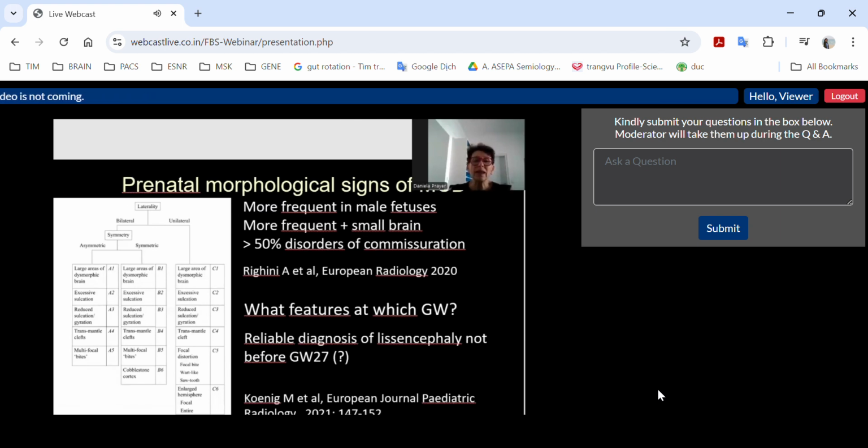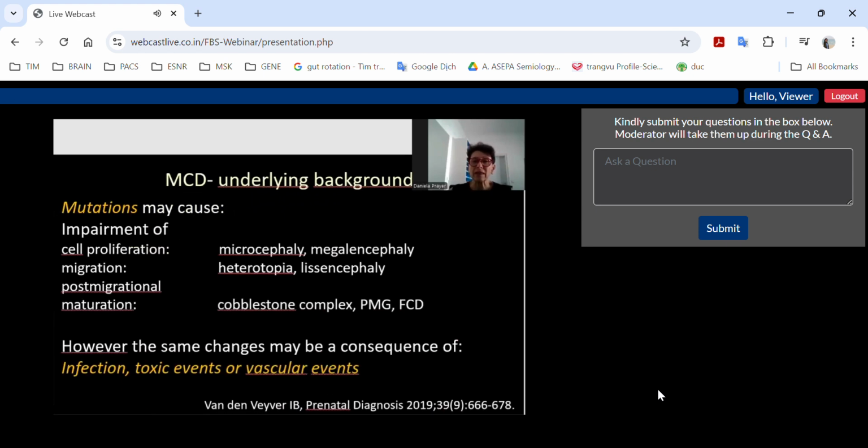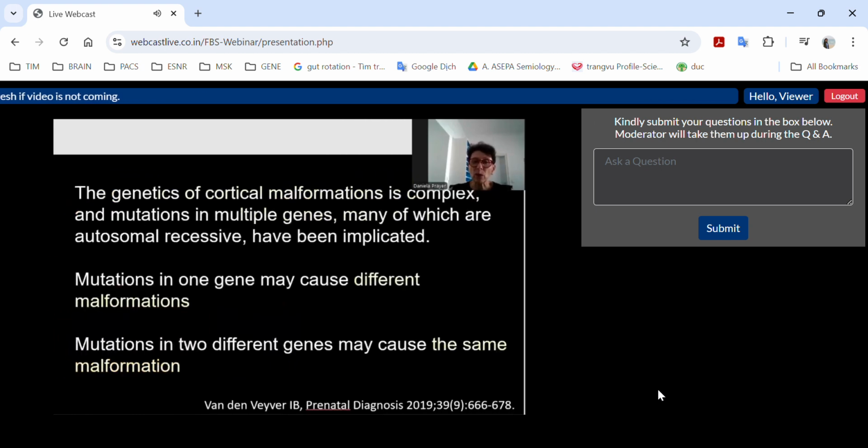Well, what can be the underlying background of an MCD? There are, of course, genetic mutations. They can cause impairment of cell proliferation, migration, and post-migrational maturation, leading to all these pictures we know from images like in pregnancy, ultrasound or MRI, or postnatal images. But exactly the same changes may be a consequence of infection, of toxic events, or vascular events. So, what we want to know is, is the background of such a malformation a genetic one?